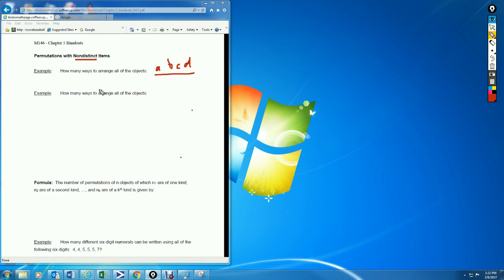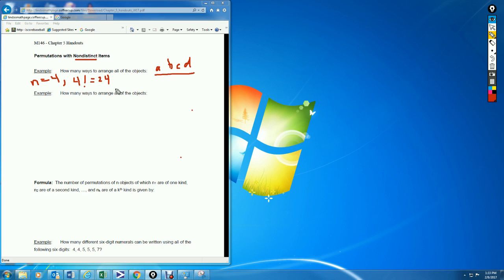Well, in this case, n equals 4, there's 4 different objects, and we just went over the special permutation rule, how many ways to arrange 4 different objects would be 4 factorial, which is 4 times 3 times 2 times 1, which is 24. Okay. So that is the case where all the items are distinct. I can tell them apart.